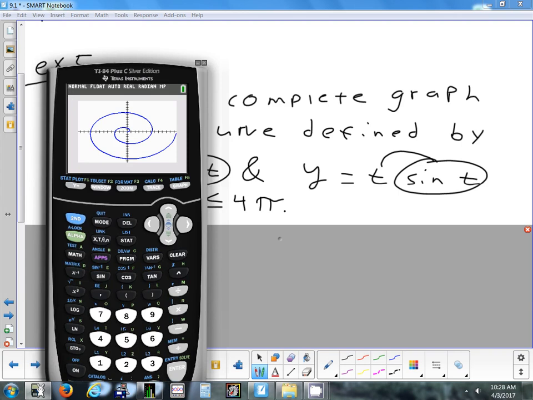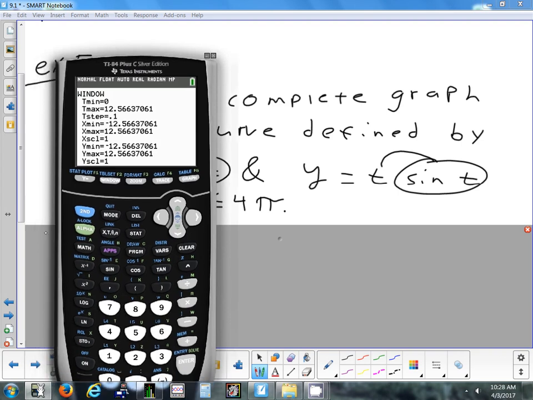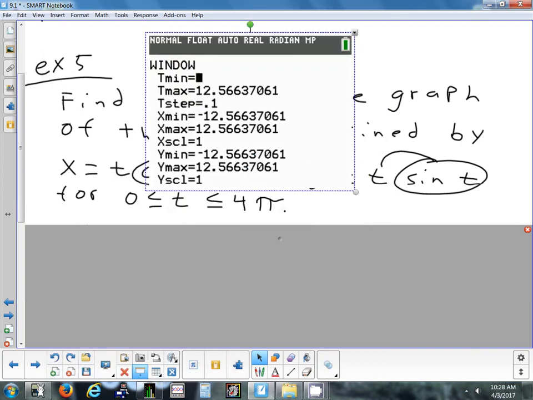Mine doesn't look like yours at all. You've got to set these equations, set everything the way I did in the window, and set the mode back to radians. Oh, what the heck? How'd you get that? Your t-step might be wrong.